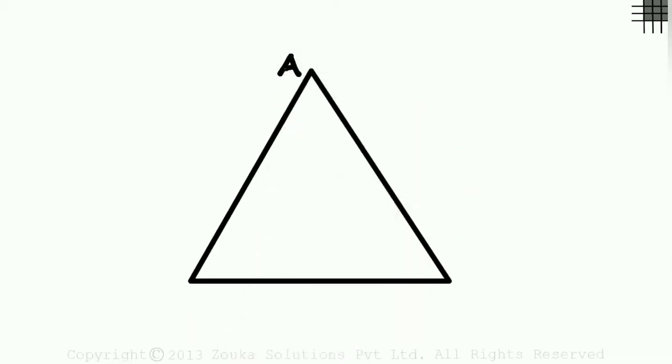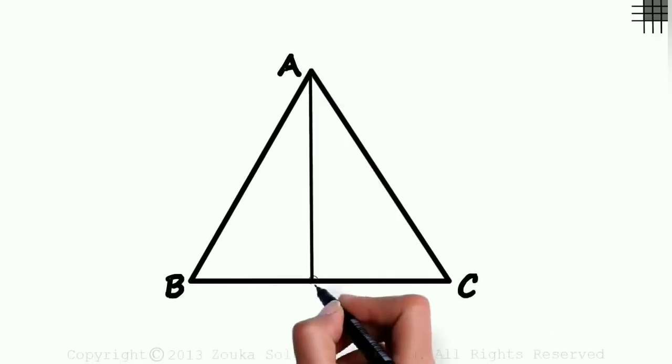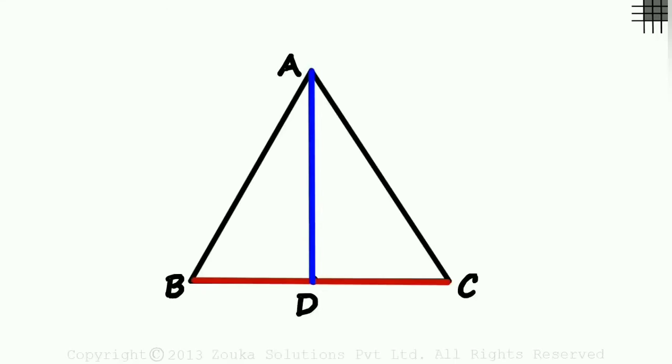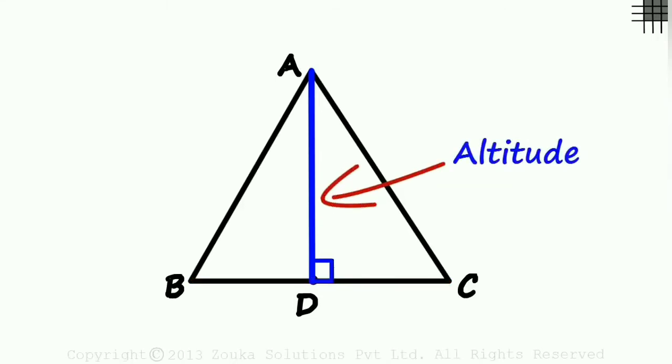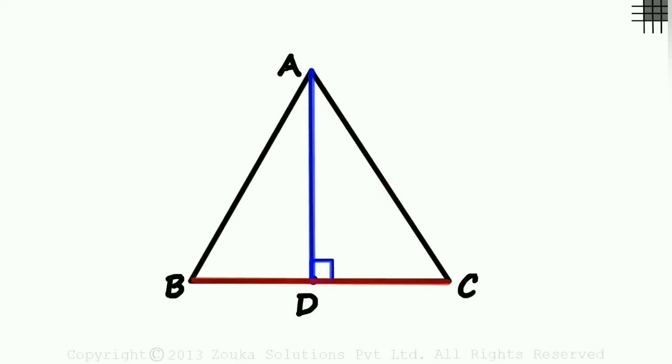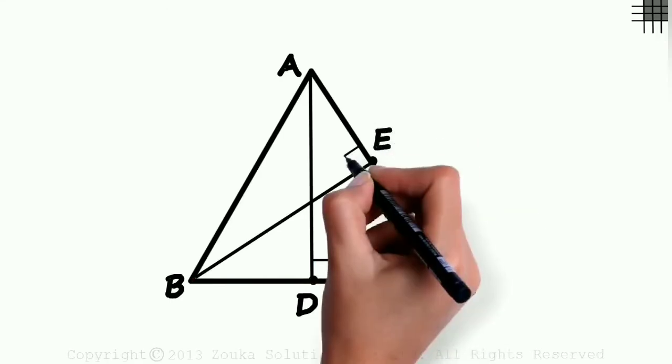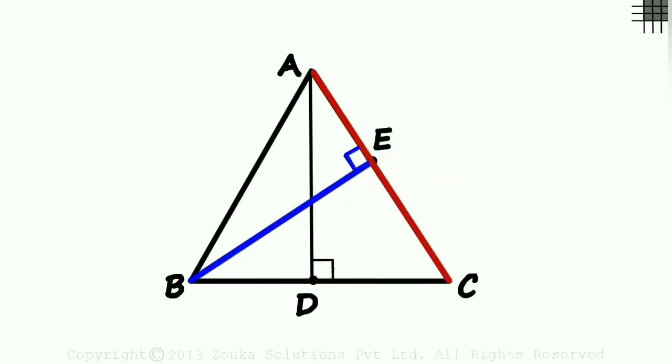Consider a triangle ABC. If a segment AD is drawn from vertex A to its opposite side BC such that it is perpendicular to BC, then it is called an altitude. So AD is one of the altitudes of this triangle. Remember, it only has to be perpendicular to this side. D may or may not be the midpoint of segment BC.